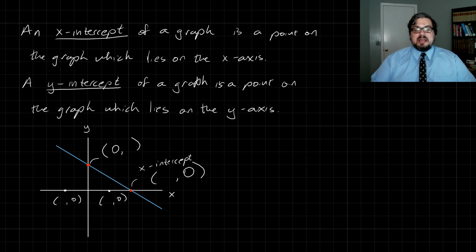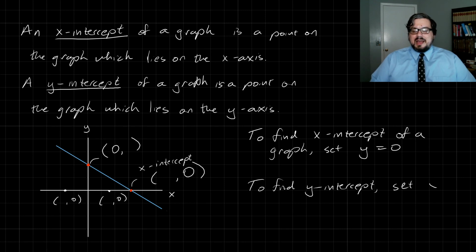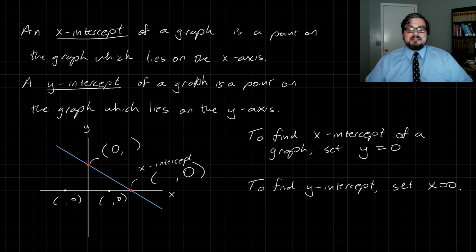So this gives us a strategy to find the x-intercept of a graph. We want to set y equal to 0. So to find the x-intercept, we set y equal to 0 because every point on the x-axis has a y-coordinate of 0. To find the y-intercept, set x equal to 0 because all of the points on the y-axis have an x-coordinate of 0.